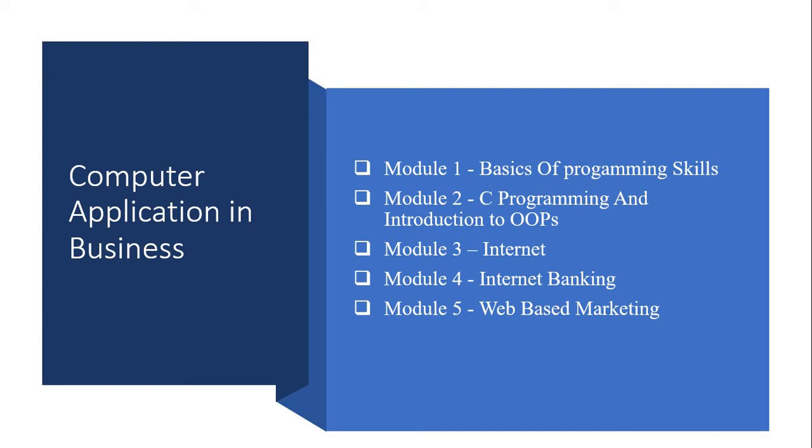Module 2 is C programming and introduction to OOPs, that is object oriented programming. In this module you will learn how to design, debug and execute C programs. We will also learn some of the basic concepts of object-oriented programming. Module 3 is Internet. Module 4, Internet Banking. And Module 5 is Web-based Marketing. So these three are the theoretical modules. Module 2 is very important as the case study for this semester comes from Module 2.